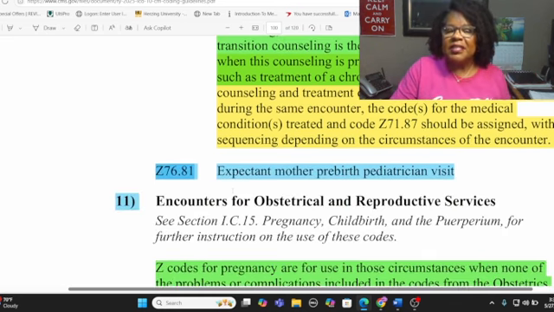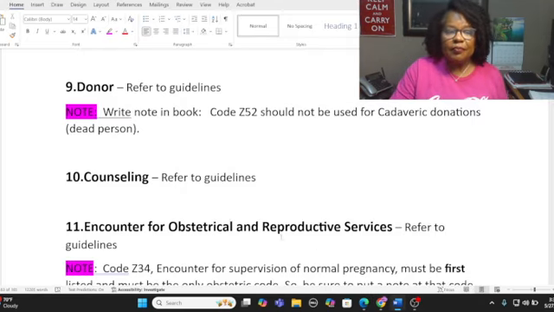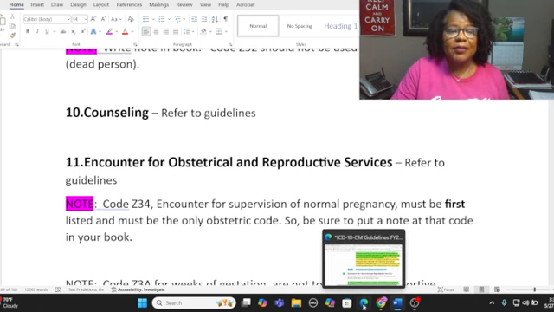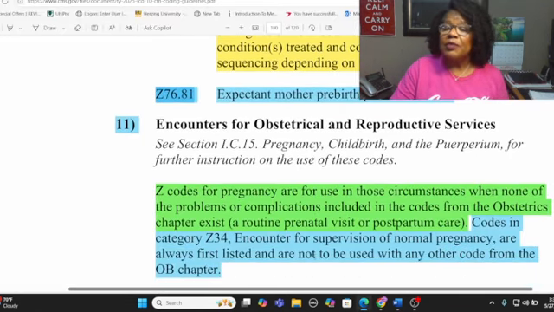And then Z76.81, Expectant Mother Pre-Birth Pediatrician Visit. All right, we're down to number 11, Encounter for Obstetrical and Reproductive Services. Let's go to the guidelines. Now remember, this one's referring you back to the previous section, I.C.15, on pregnancy, childbirth, and the puerperium for further instructions on the use of these codes.